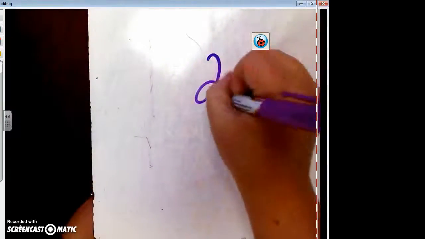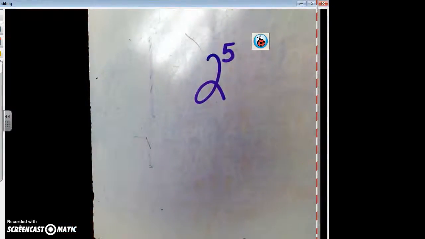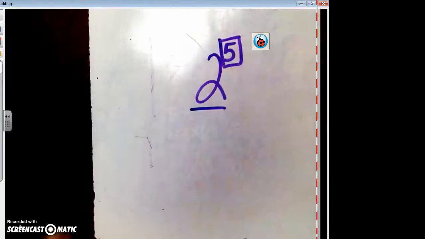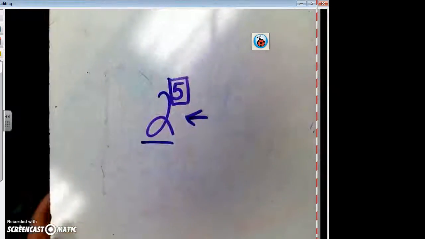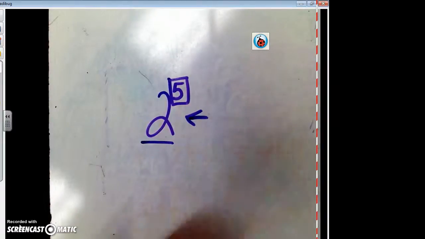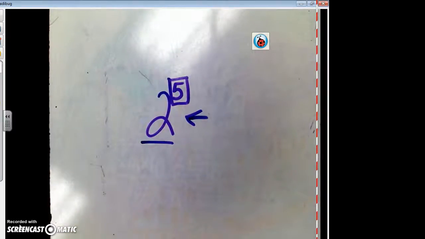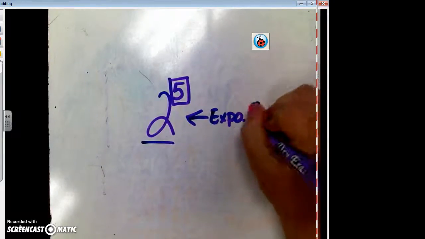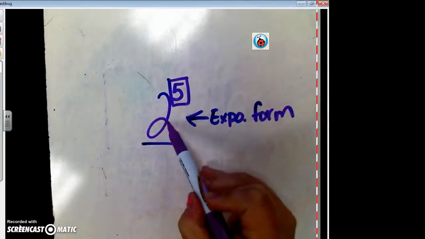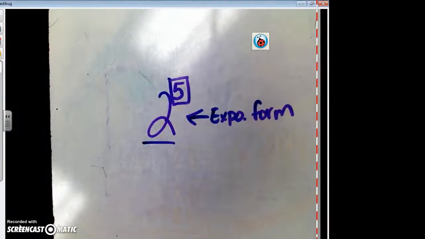Okay, so if I have something that looks like this, stand up if you think 5 is the base. Stand up if you think 2 is the base. Okay, obviously we all know the base is my large number. What's this little guy called? Exponent. Who thinks they can tell me what form this is written in? Chelsea? Standard. Caleb? Exponential, yeah. I'm going to abbreviate it as expo. It's exponential form because I have the base and I have the little floaty 5.